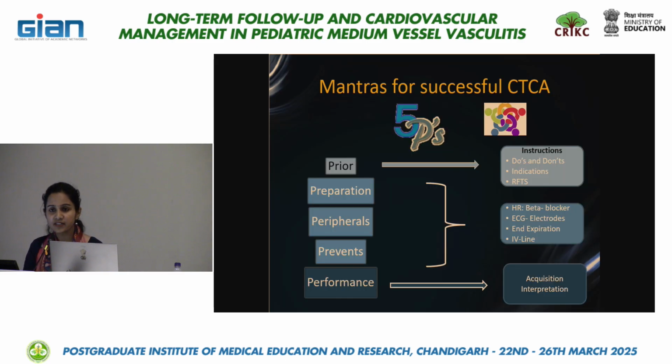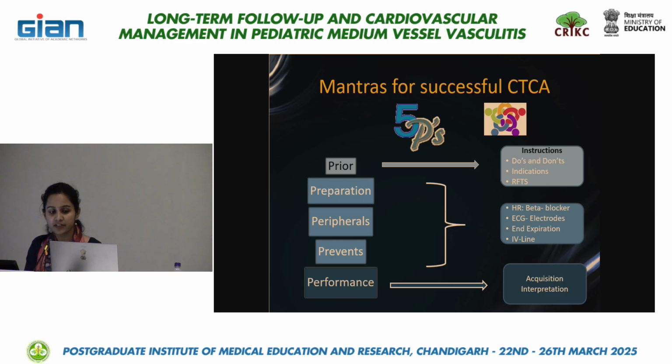To perform a successful CTCA, which allows us to image coronaries and get good images for adequate interpretation, first we have to know the indications for why the scan is being performed, because radiation exposure is involved, so the scan must be justified. We must have the KFT, the renal function test report, because of contrast-induced nephropathy which can occur. Next is patient preparation and peripherals. All this will be discussed in the later sections.